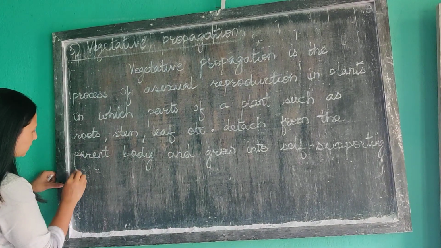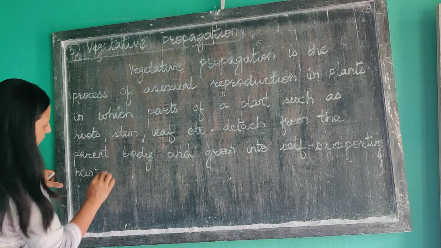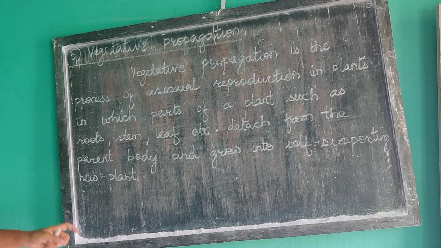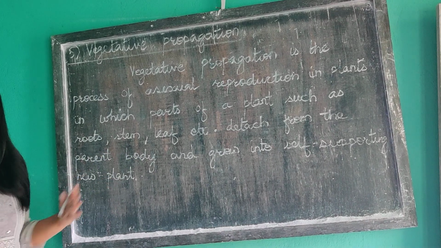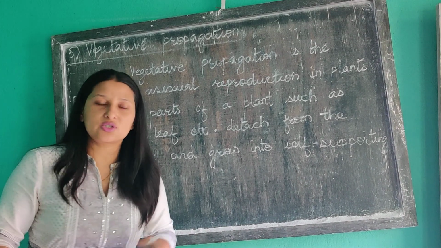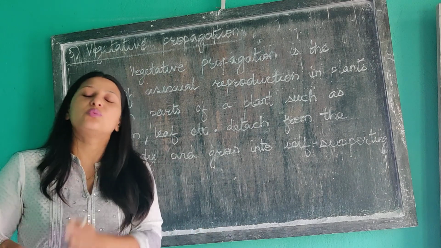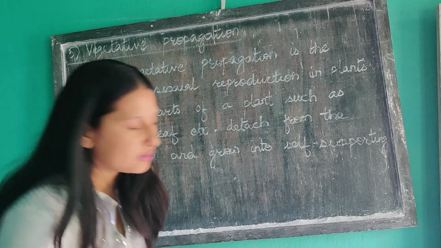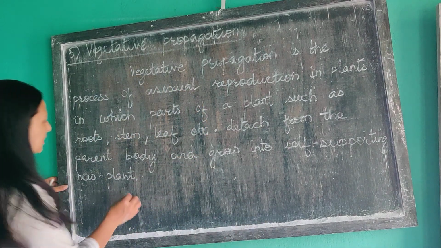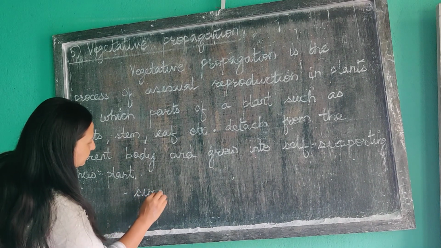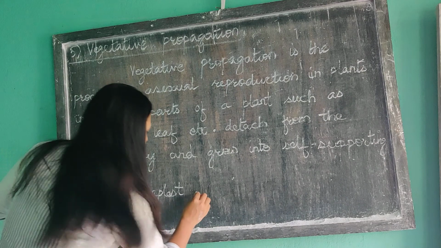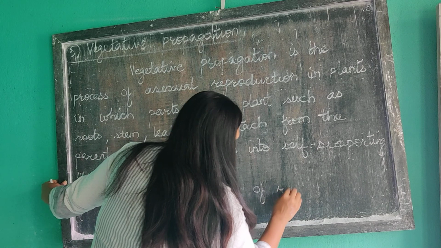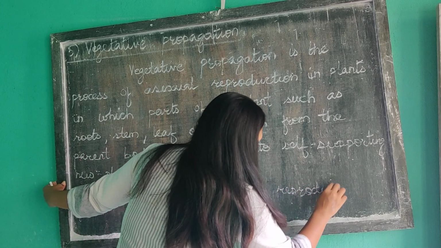So here some parts of the parent plant such as the roots, stem, leaves, etc. get detached from the parent body, and after they get detached they will form completely new plants which are self-supporting, meaning they grow by themselves because they have all the parts of a plant. So this method is known as vegetative propagation, and it is the simplest method of reproduction that occurs in plants.